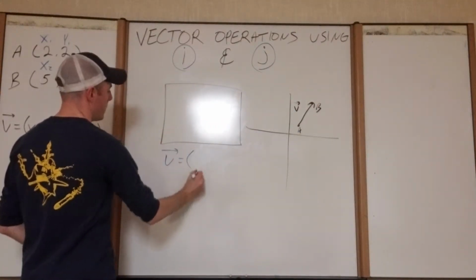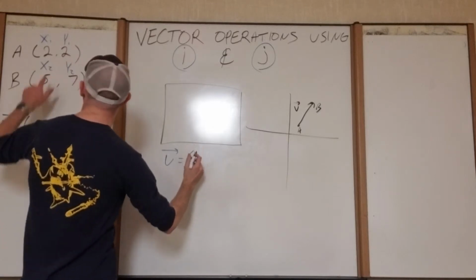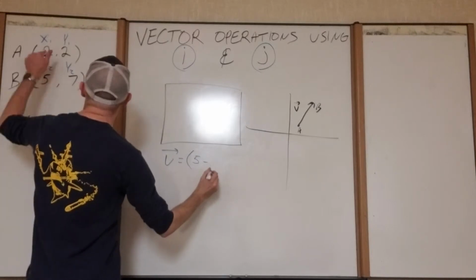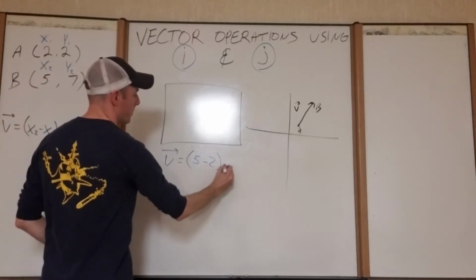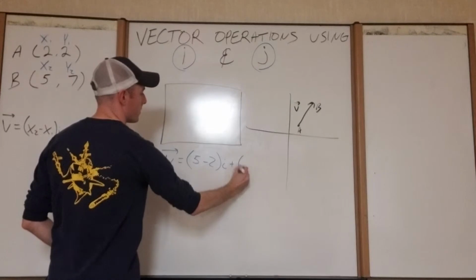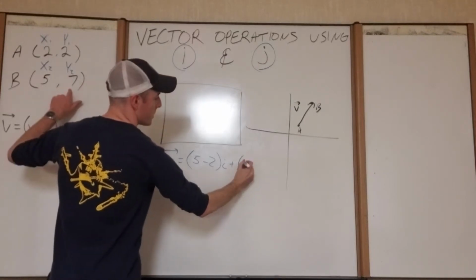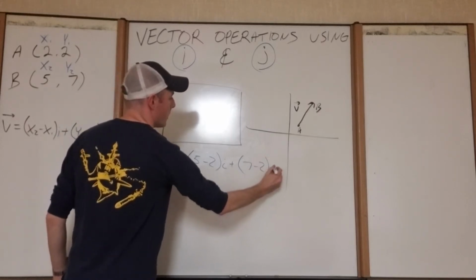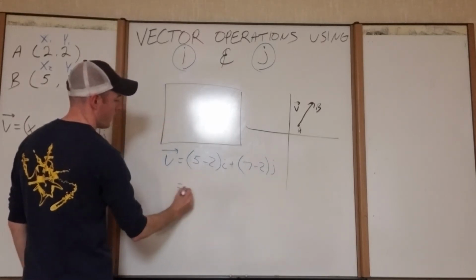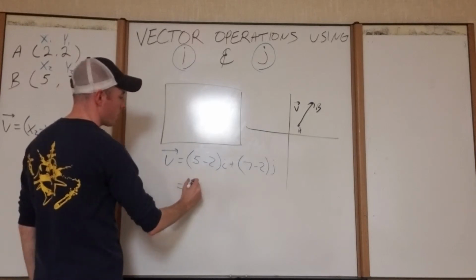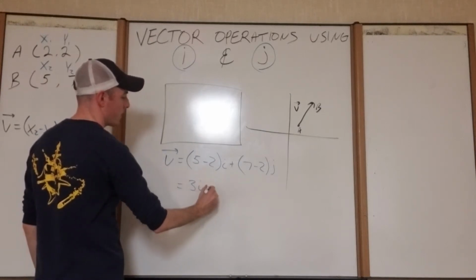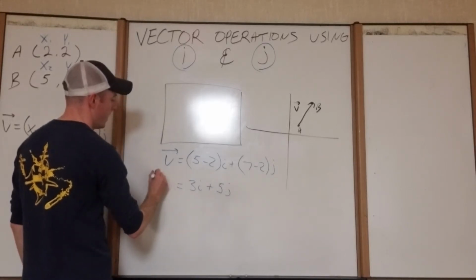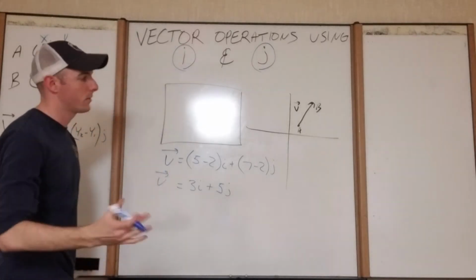we get vector v equals x sub 2, which is 5, minus x sub 1, which is 2, i, plus our y sub 2, which is 7, minus our y sub 1, which is 2, j. And if we do the simple math inside of our parentheses, we end up with 3i plus 5j as our vector v, or vector v rather, not Victor.